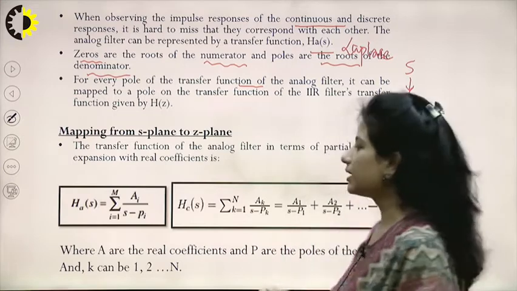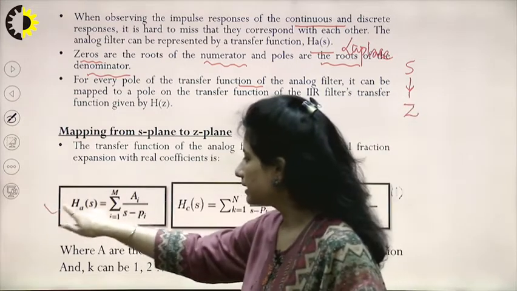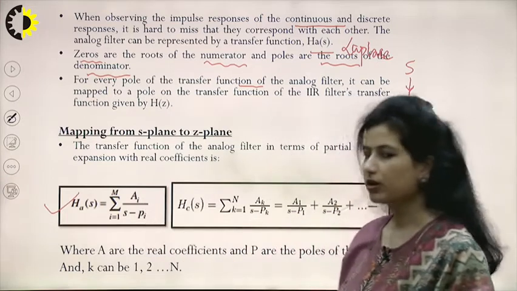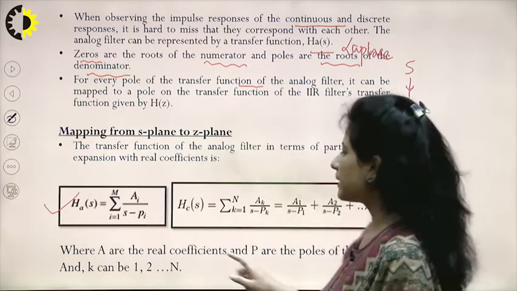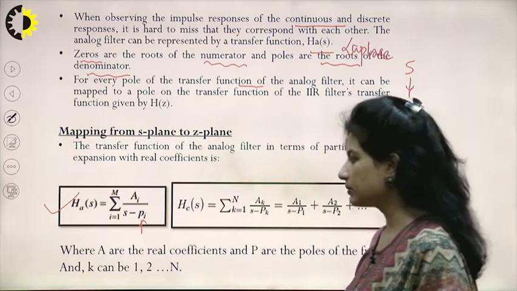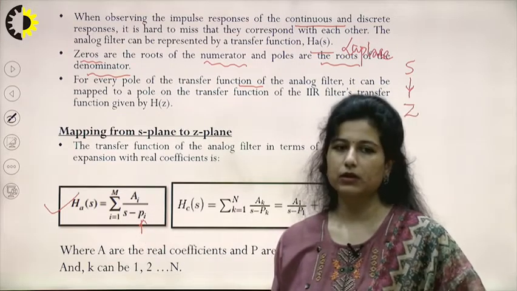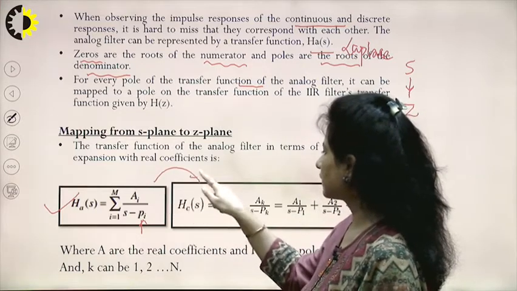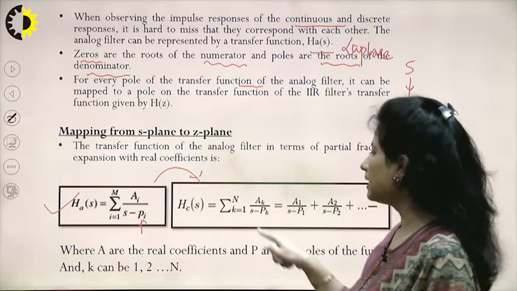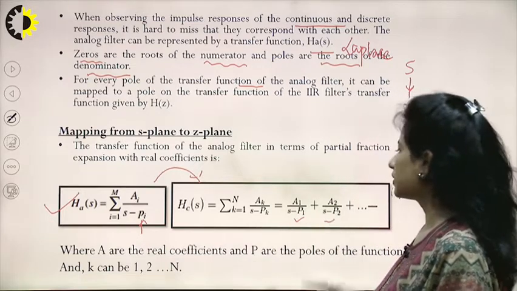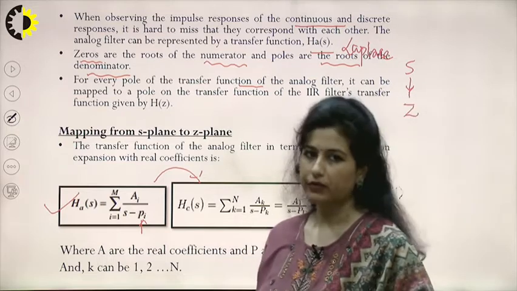I have this kind of standard function that I start with. This is my numerator, this is my denominator. I am not considering zeros here because my full concentration is on the poles, because they are only responsible for making my system stable or unstable. So I am expanding this equation for different values of i ranging from 1 to n, and these are different poles of this particular system that I am trying to represent.